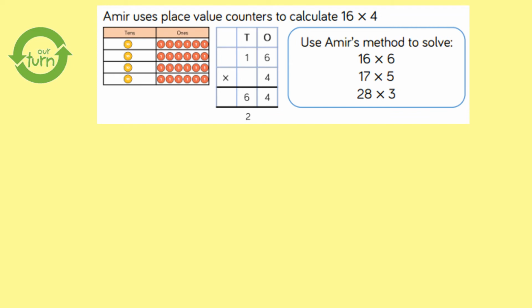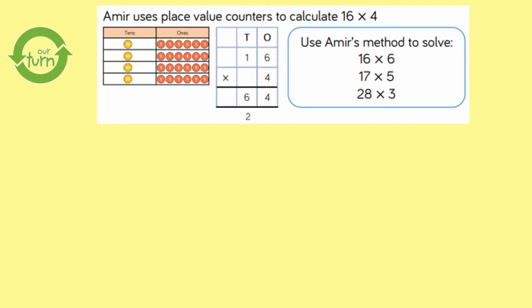Let's move on. Amir has used place value counters to calculate 16 times 4. It's a very similar method to what Jack has done. If you can look closely, you can see that he has split up 16 into 1 ten and 6 ones, and then he's drawn it out 4 times, because that's what we're doing. We're doing 16 times 4.